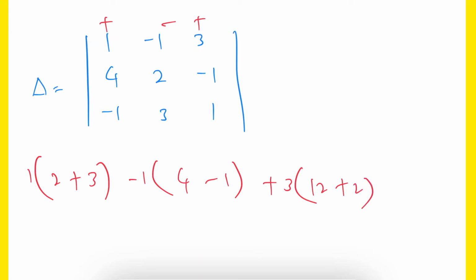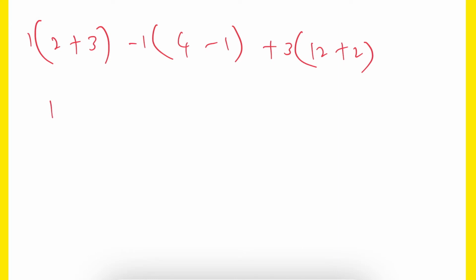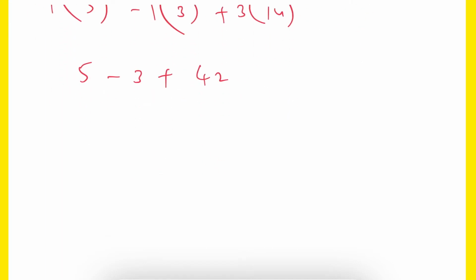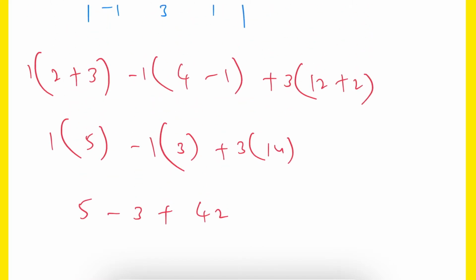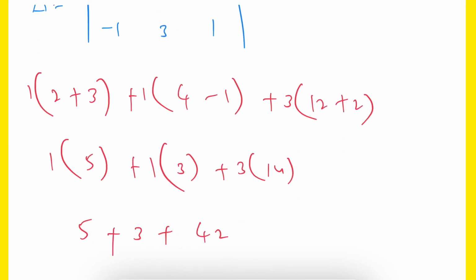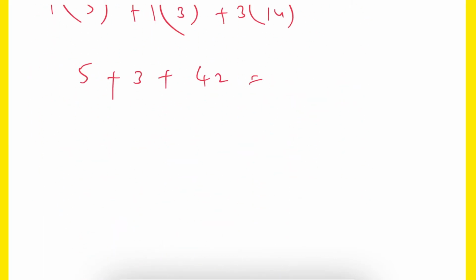Now if we solve this, 1 into 2 plus 3 is 5, minus 1 into 4 minus 1 is 3, plus 3 into 12 plus 2, 14. 1 into 5, 5, minus 1 3s are 3, plus 3 times 14, 42. Oh sorry, here already minus 1 is there, right? So it will become plus 1 then. Plus 1, plus 3, okay, done. Now 42 plus 3 is 45, 45 plus 5 is 50.